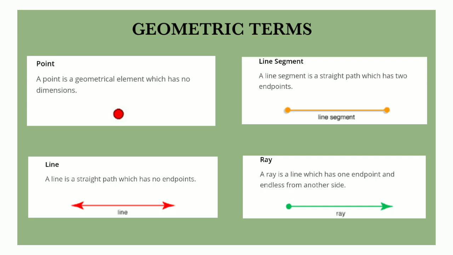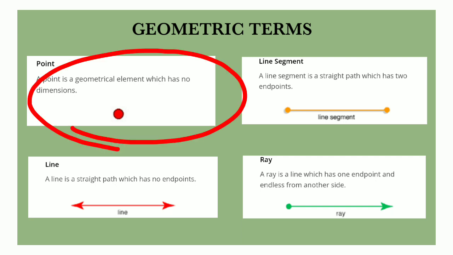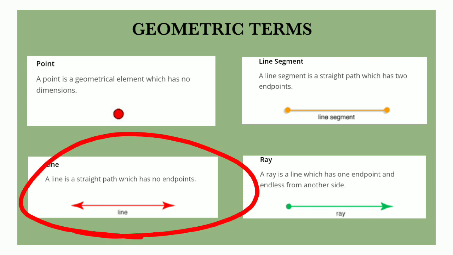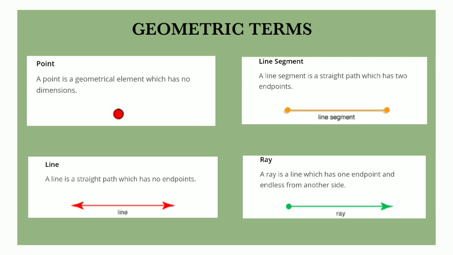What is the first one? Point. Do you know what a point is? Yes, a point is a geometrical element which has no dimension. That means a point has no length, breadth and height, and also a point has an exact location in space or plane surface. Okay, so this is called a point. The next one is line. What is a line? A line is a straight path which has no end point.